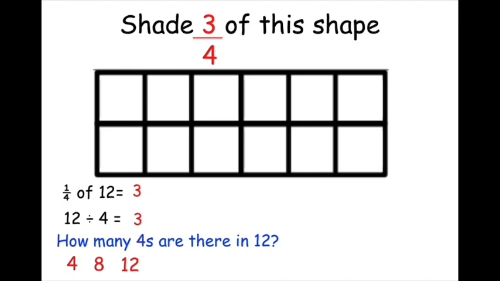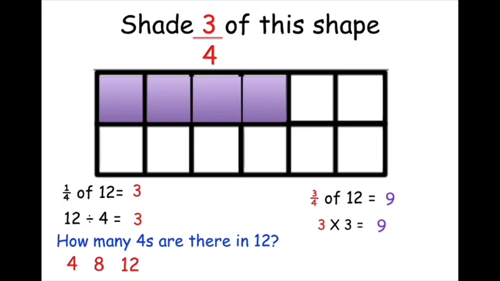But this question wanted us to find 3 quarters of 12. So what we need to do is do 3 times 3. 1/4 of 12 is 3. That's where we get our first 3. And we want to find out what 3 quarters is. So we need to times that by 3. Now 3 times 3, you use your knowledge of 3 times tables. You count up in 3s 3 times. And the answer for that is 9. Therefore 3 quarters of 12 is 9. So we need to shade 9 of these squares. So 1, 2, 3, 4, 5, 6, 7, 8, 9. And that is 3 quarters of 12.